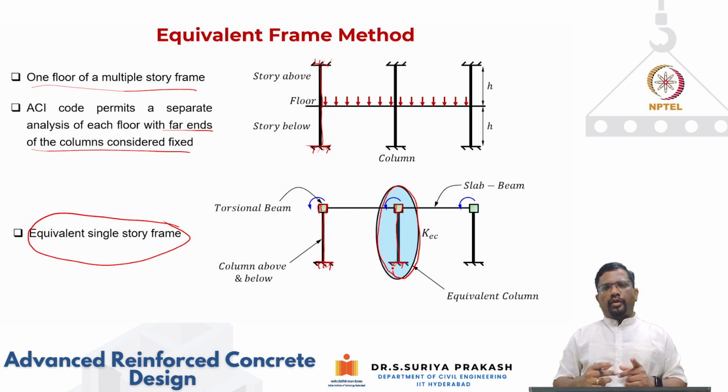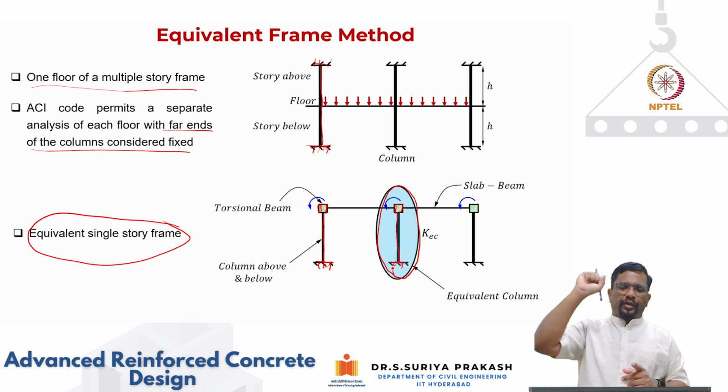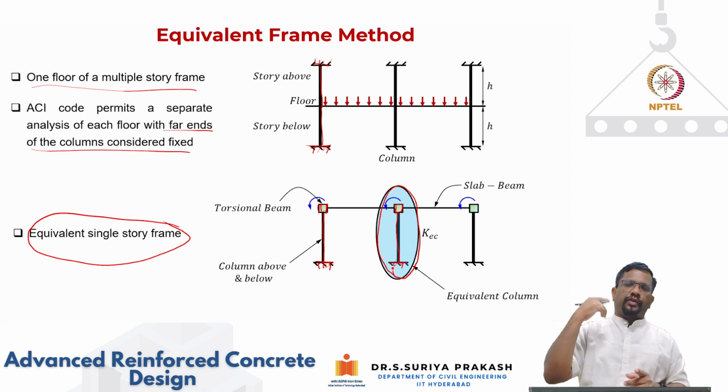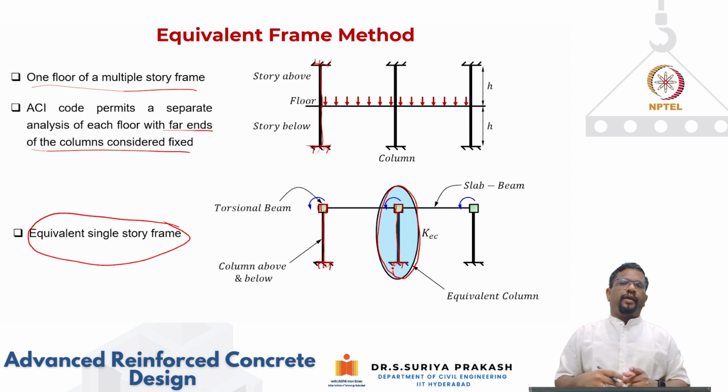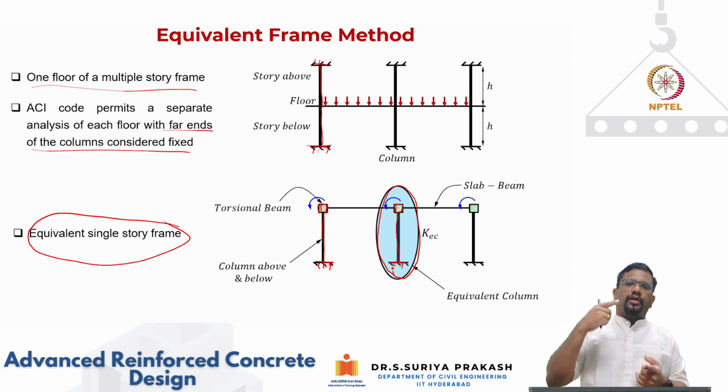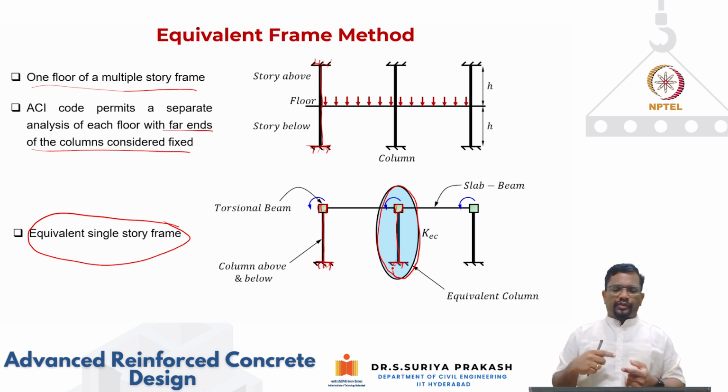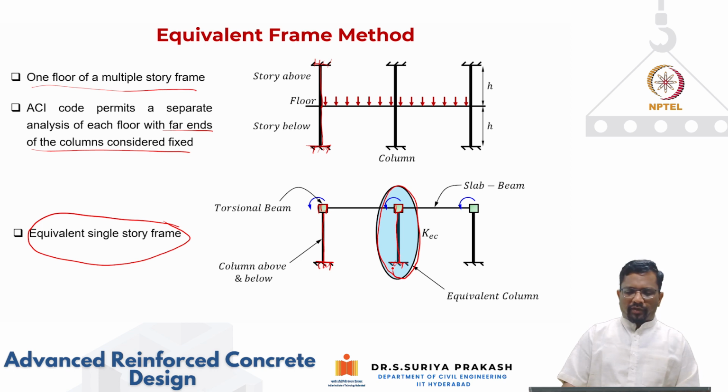In the vertical member, now what we are doing is for a typical one substitute frame, we are converting the column above and below into one single column. In addition to that, I'm also going to have a transverse beam if at all it is there, and you're going to add them to the column, below and above, into an equivalent column. So the equivalent column has the stiffness of the column above and below, in addition to the torsional stiffness of the transverse beam. So that is what an equivalent column is.